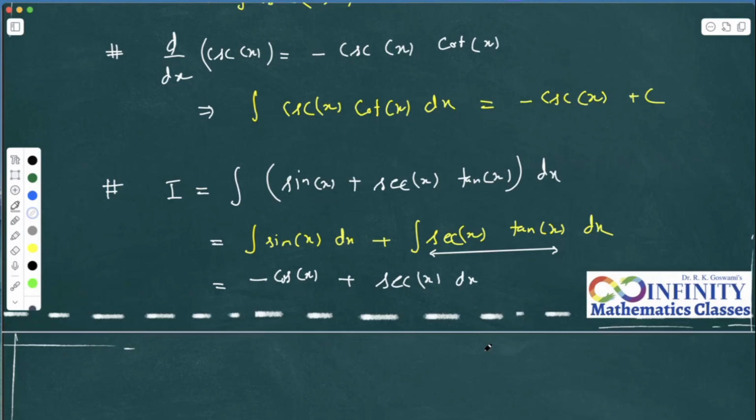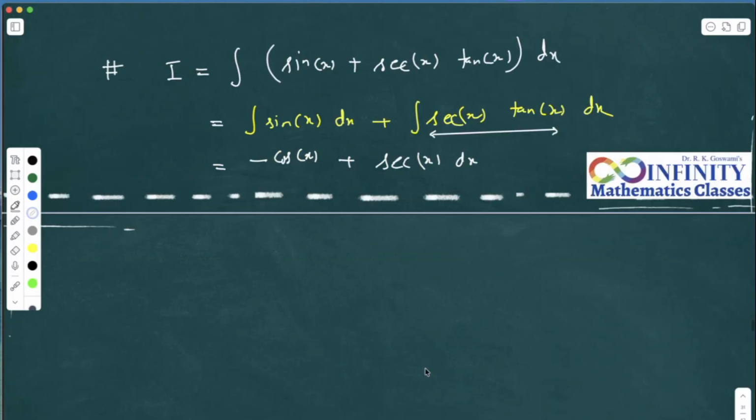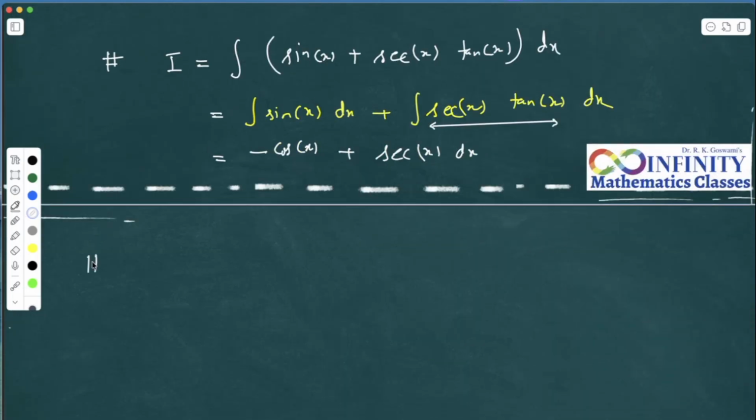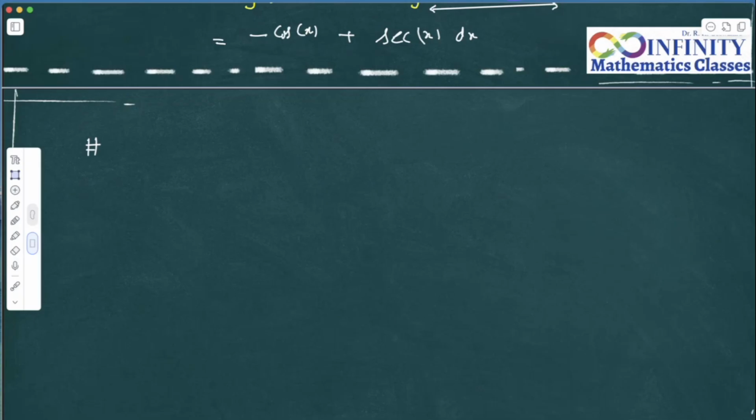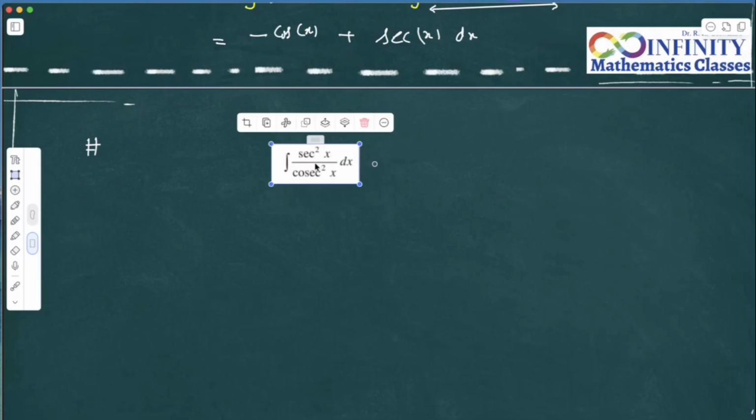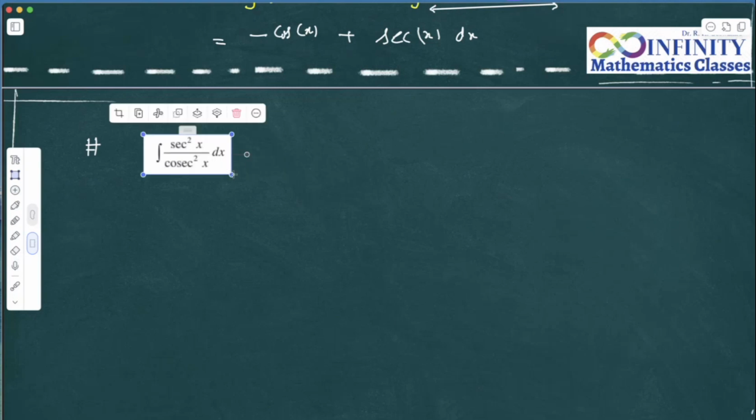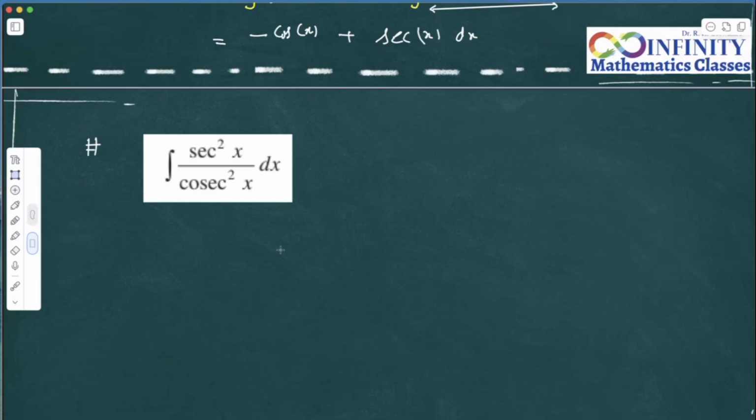Was it a difficult task? No. Perfectly okay. Another question based on the same. I'm pasting a question for you. This is a question based on the technique we have learned till now. It is secant square x divided by cosecant square x. Again, we do not know exactly what the answer is, but we can simplify it. Secant square is going to be 1 over cos square x. Am I right?